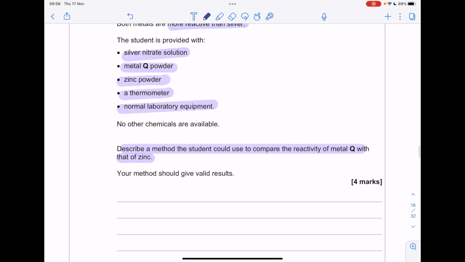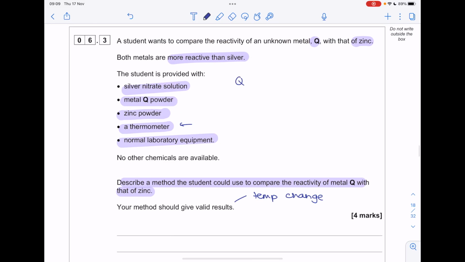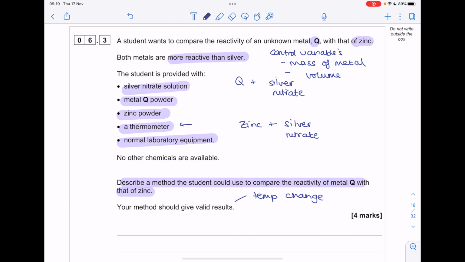The point here where it says your method should give valid results, it means that you have to be measuring something, and the most sensible thing here is to use the thermometer to measure temperature change, because the more reactive the metal, the higher the temperature increase. So what you're going to do is take metal Q, add it to the silver nitrate solution, and then measure the temperature change, and then repeat that using zinc. It's always important, because we're looking for valid results, to list a couple of control variables. That could be the mass of metal powder added, or the volume of that silver nitrate solution.